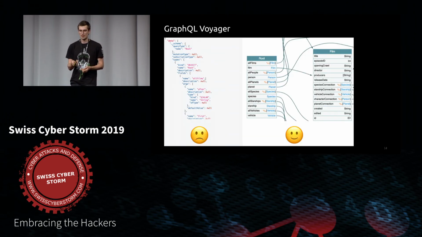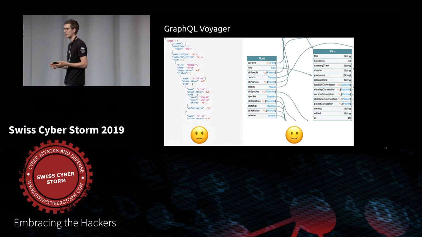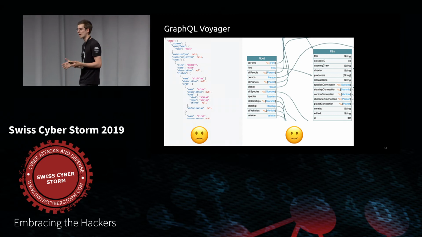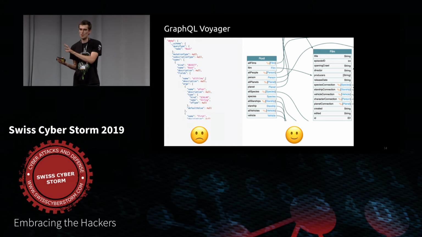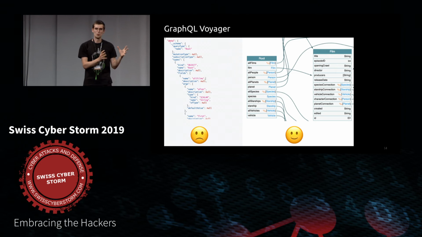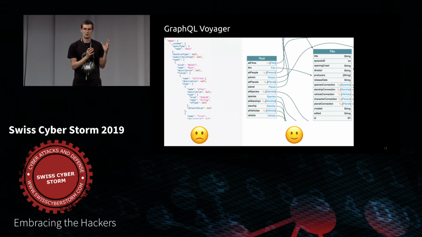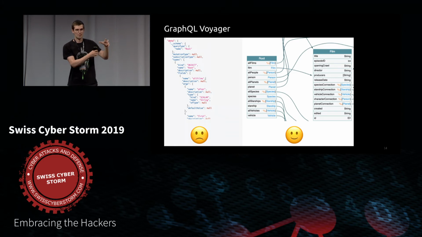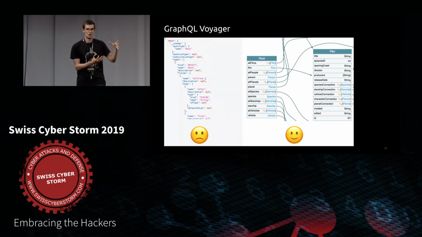However, we have a neat tool which I really like, and it's GraphQL Voyager. GraphQL Voyager does something like this. It gets this huge schema, which we've got from the API, and transforms it into a nice and pretty understandable graph. So you have your objects as the nodes, and you have connections between objects as the edges.